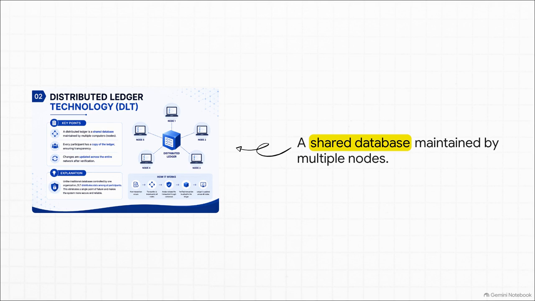Whether there are 5 nodes or 50,000 nodes, every single one of them holds a perfectly synchronized copy of the exact same ledger. When a brand new transaction happens, it gets broadcast out to all these nodes, they validate it, and then the ledger updates everywhere, all at once. It really is the ultimate form of transparency.